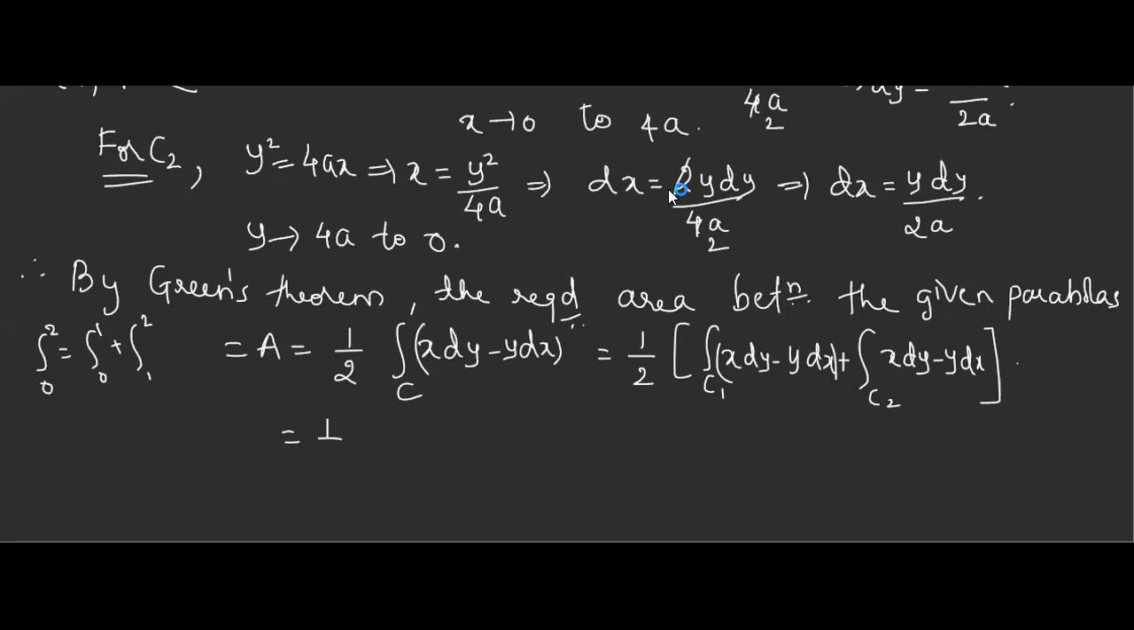So this is 1 by 2. See, for C1, I think you might have written. For C1, what is the variation? X is varying from 0 to 4a. Convert everything in terms of x. If you have x, keep it as x. X is x only. What is dy?